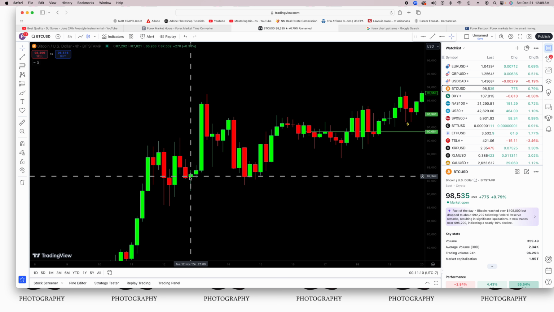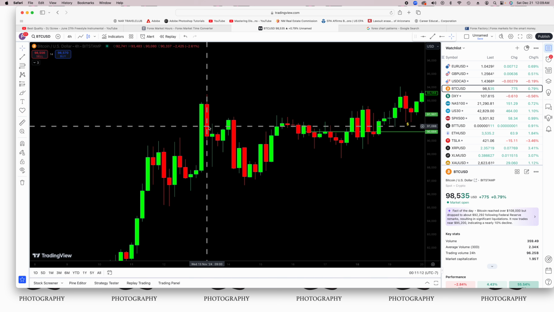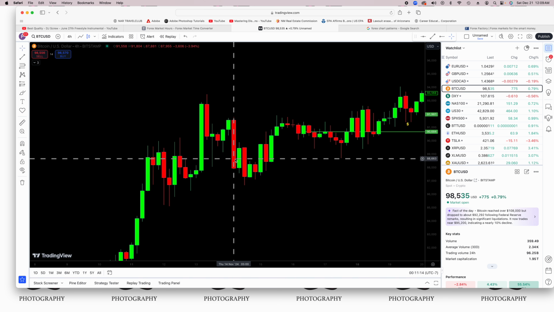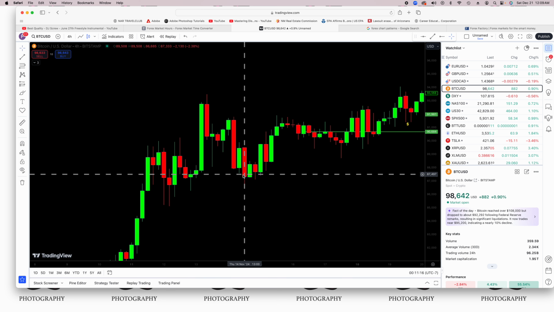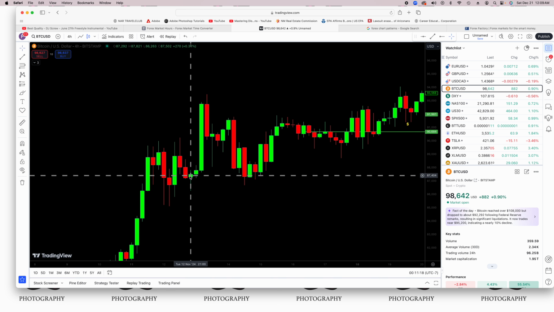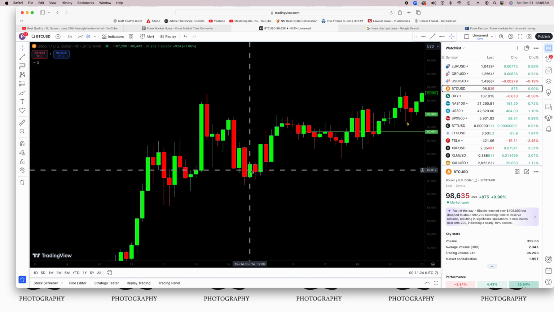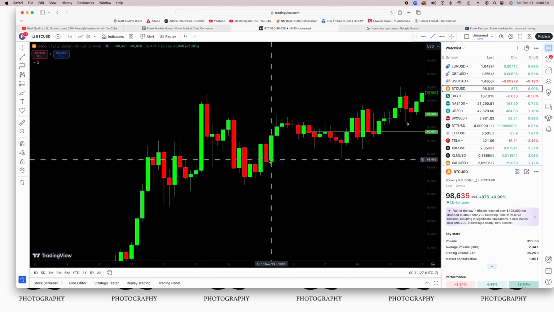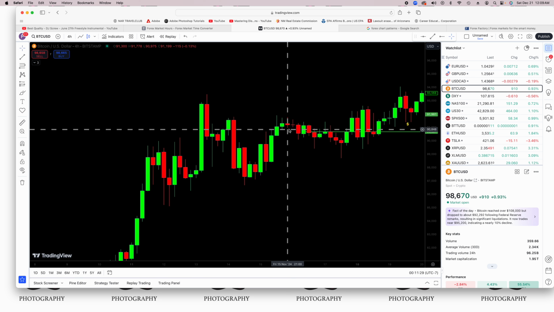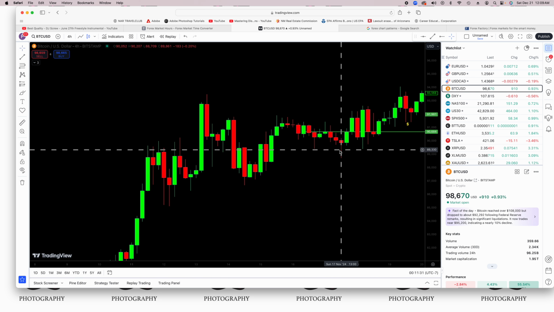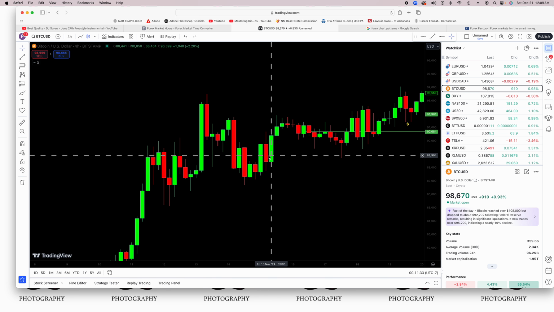What happened right here? Rally up, and then what happened? A red candle came to take at least 50% or more of this. What happened right here? Green candle up, then the market came back down to take 50% of that.